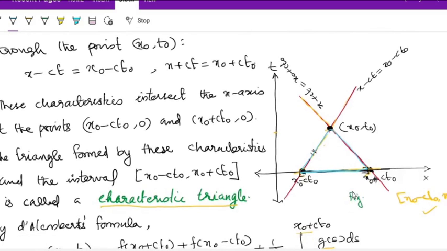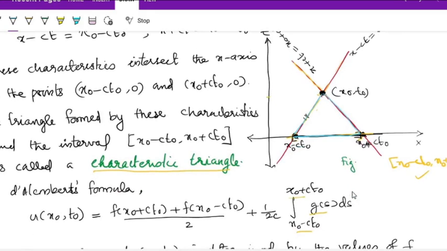Now we may find the value of u at the point (x0, t0). By D'Alembert's formula, it is given by u(x0, t0) equal to 1 by 2 times f(x0 plus ct0) plus f(x0 minus ct0), plus 1 by 2c times the integral from x0 minus ct0 to x0 plus ct0 of g(s) ds, where f and g are the initial data which are given.